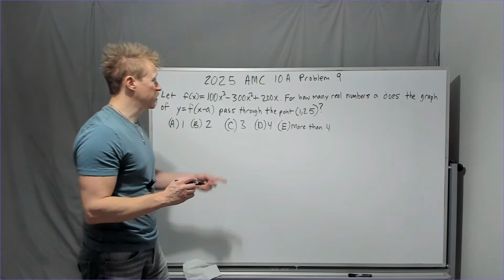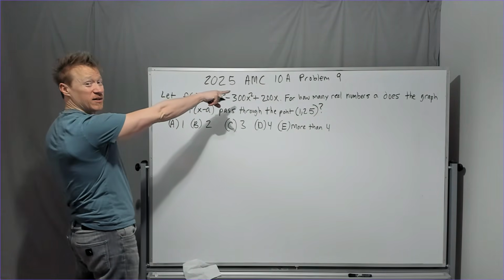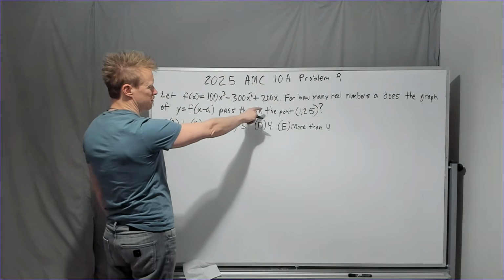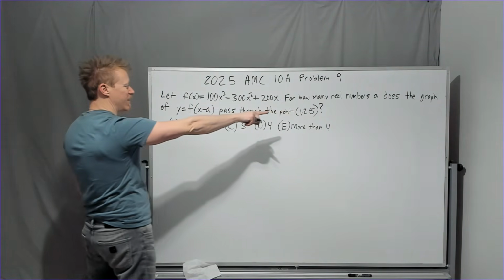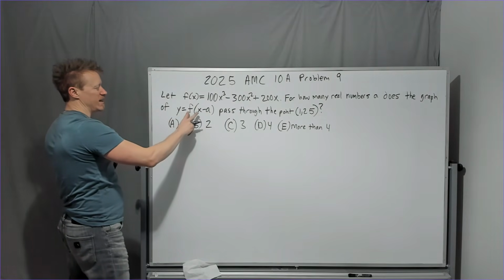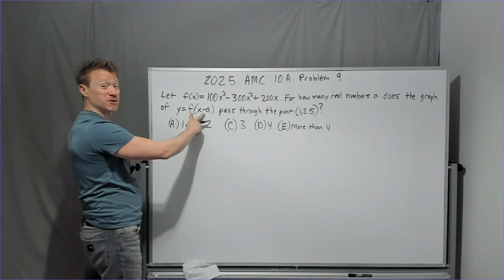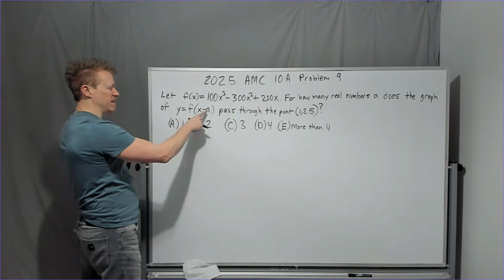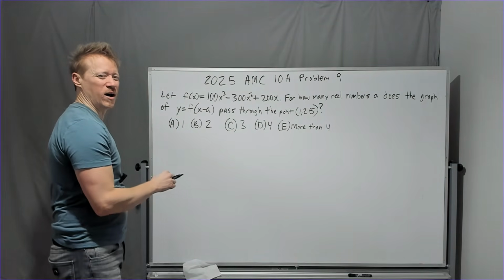And now for the next one, problem number 9 in this set of rapid fire from the 2025 AMC 10A. Let f of x equal this polynomial. For how many real numbers a does the graph of y equals, and think about what this is, it's a shifted graph left to right. So we're shifting this graph left to right. How many values of a would cause it to pass through the point (1, 25)?